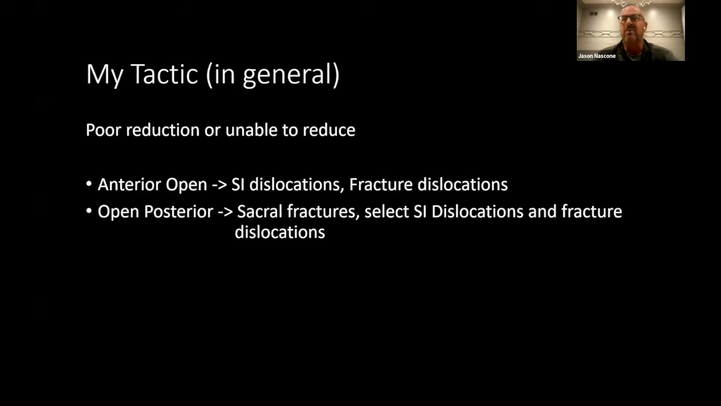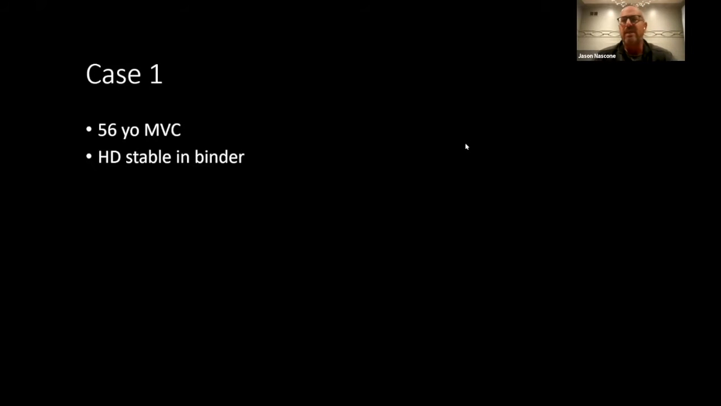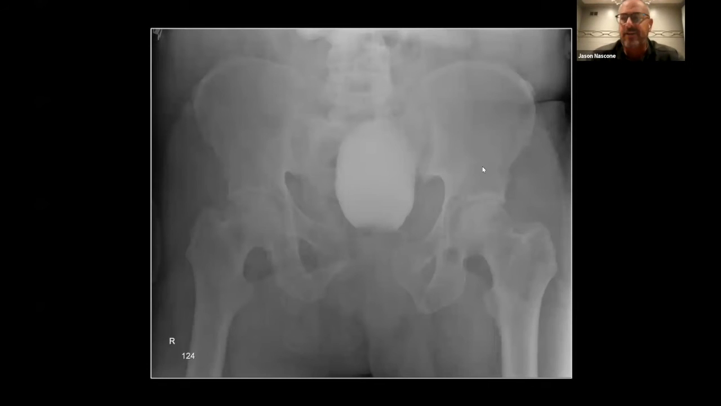We'll have some cases where you could go either way, and we'll talk about that. All right, so without any further ado, we'll go into some cases. So this is a 56-year-old. He's involved in a motor vehicle collision. He's hemodynamically stable, and he presents in a binder.